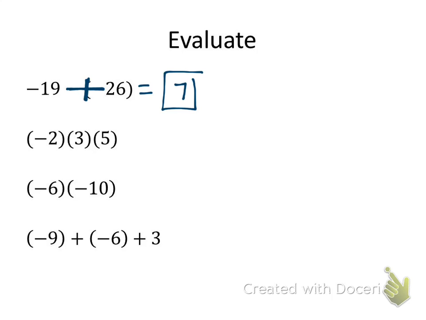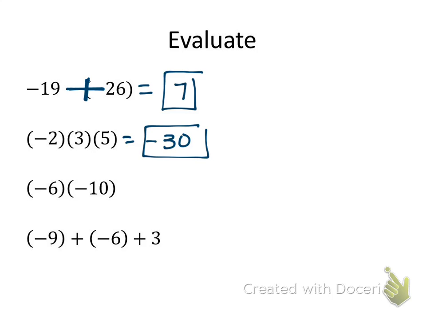Look at this next problem. What type of operation am I doing? Addition, subtraction, or multiplication? Multiplication. Those parentheses tell me that I multiply. So let's count up how many negative signs I have. I have one negative sign, so I know that my answer is going to be negative. Now I can just multiply. What's 2 times 3? 6. What's 6 times 5? 30. So my answer is negative 30.